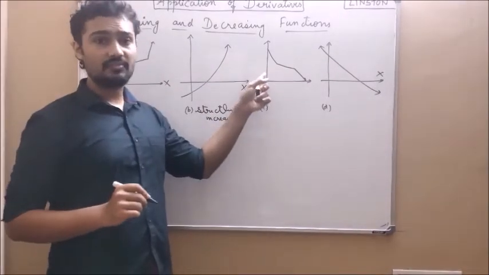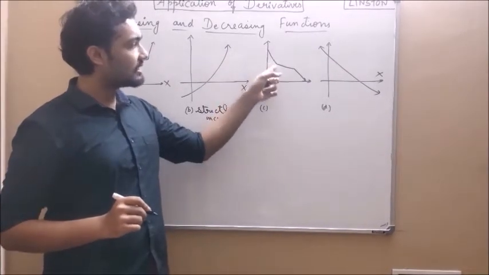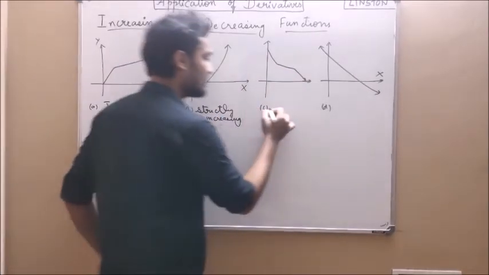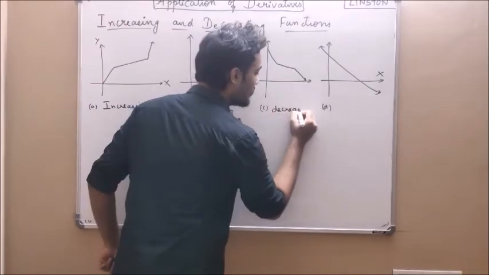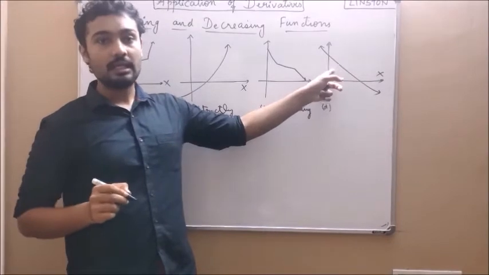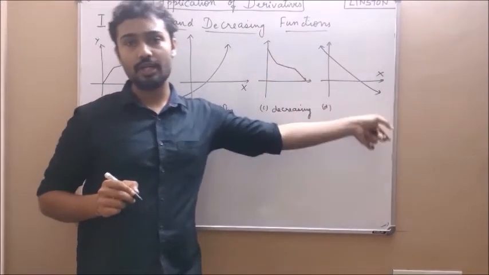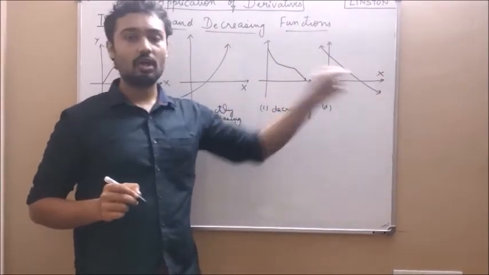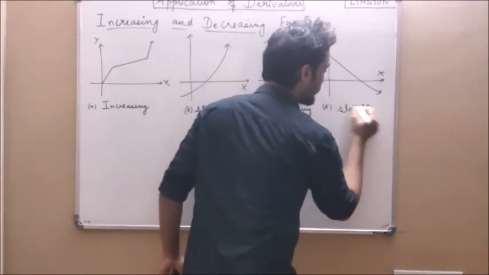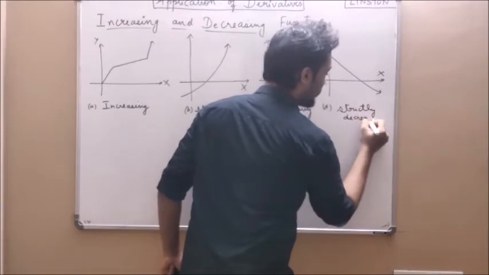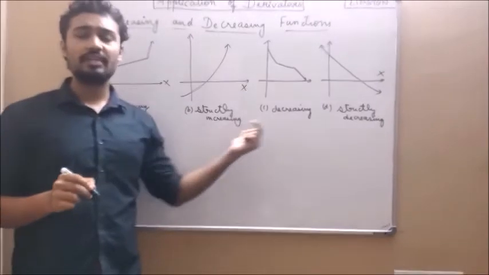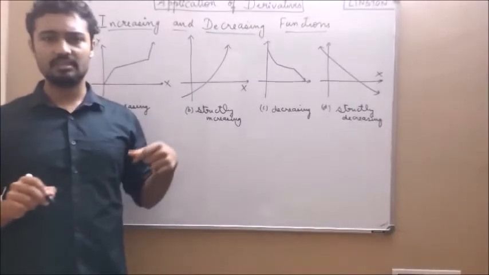Now let us look at this function. It slowly decreases, then again continuously decreases. So this function is nothing but a decreasing function. Now this function, look at this. This is continuously going on decreasing. This function is called a strictly decreasing function. Now, you saw different types of increasing and decreasing functions.